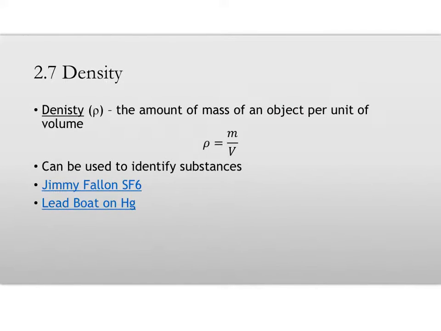All right, now we're into section 2.7, which is density. And density, which is given by the Greek letter rho, is the amount of mass an object contains per unit of volume. And so you can see the equation for it is rho equals m over v, or mass divided by volume.